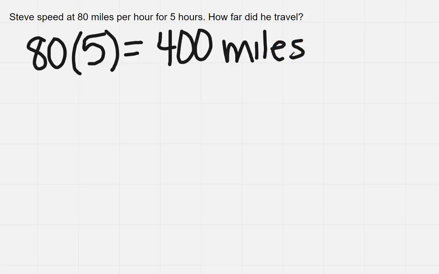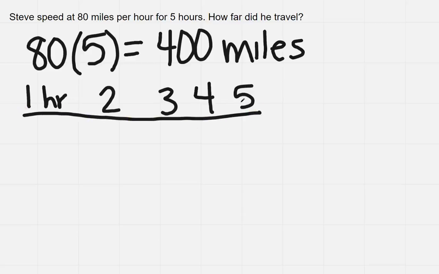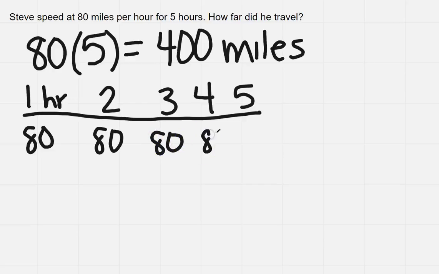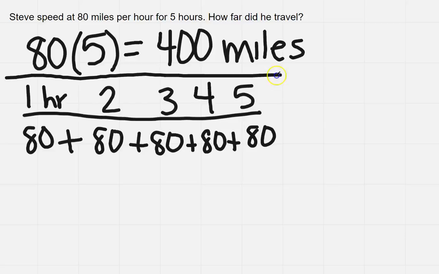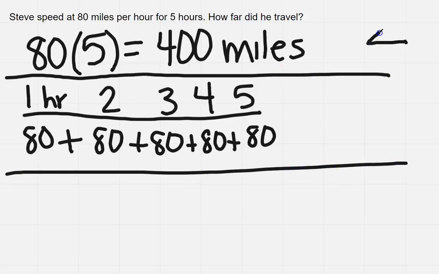Another way you can think about it is you can actually write it down. You can say I've got the first hour, and then I've got 2, 3, 4, and 5. And I know that each hour he went 80 miles. So I'm going to write an 80 for each one. And then what I need to do, if I'm looking for a total, is add all these together. And there is absolutely nothing wrong with doing it that way for now either. You want to get to the point where the first one is your choice.